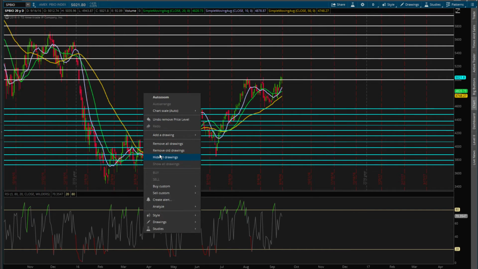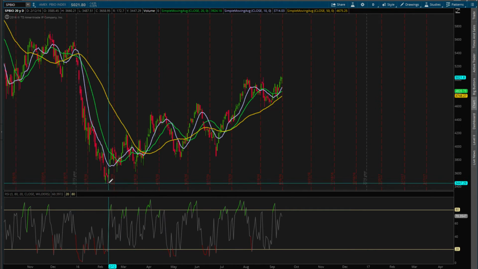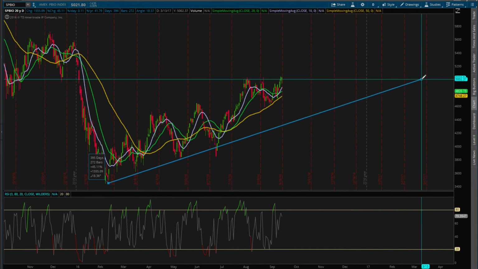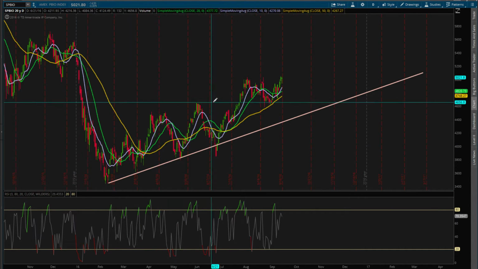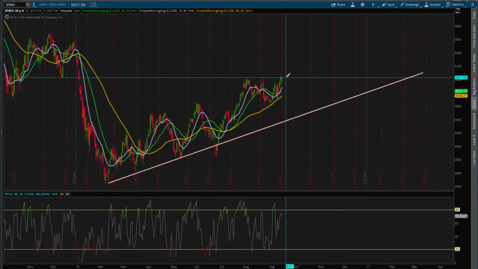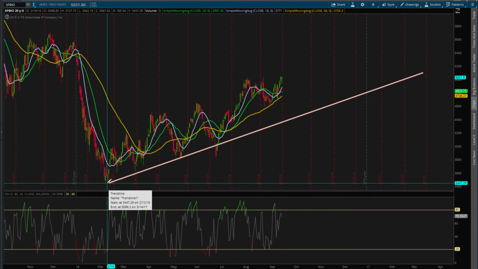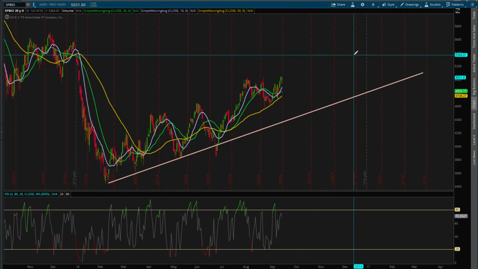Let's hide all drawings. So you can see it's been uptrending very nicely since February 9th, making higher lows. It's been very volatile, of course. It hasn't been a clean, steady run. But overall, if you were longing SPBIO in February, you would be at a nice profit right now.